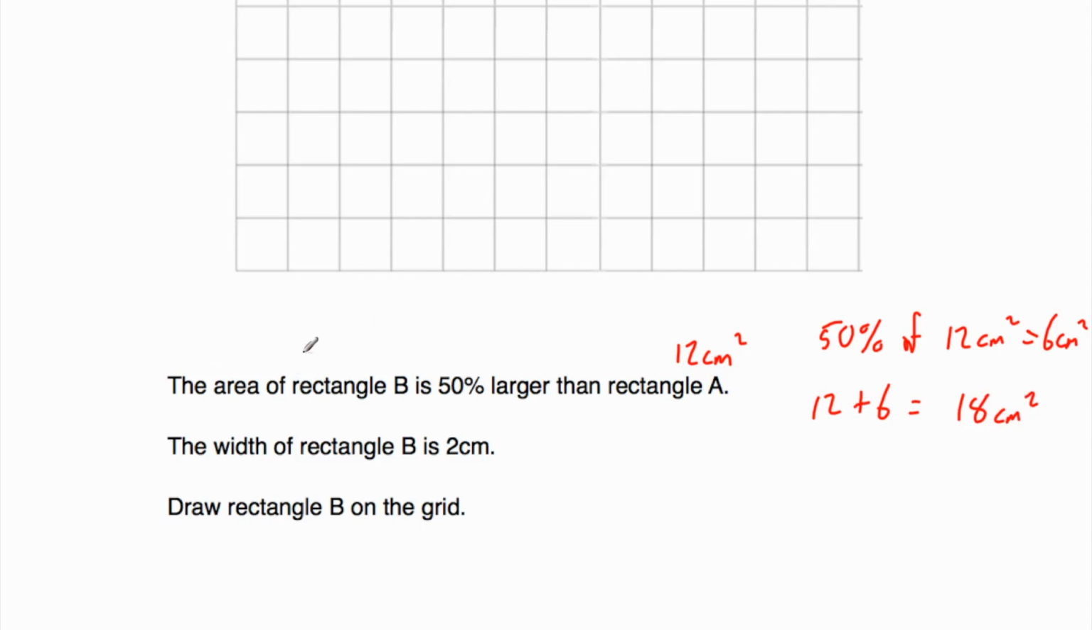So that means we know the area of this rectangle B is going to be 18 centimeters squared, because the area of rectangle A is 12 centimeters squared. We're going to increase that by 50%. 50% of it is 6, and adding it on is 18 centimeters squared. We're then told the width of rectangle B is 2 centimeters. So the width of rectangle B is 2 centimeters. Draw rectangle B on the grid.